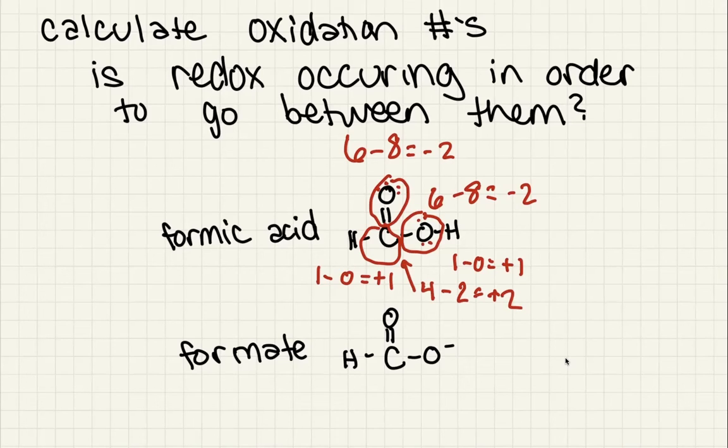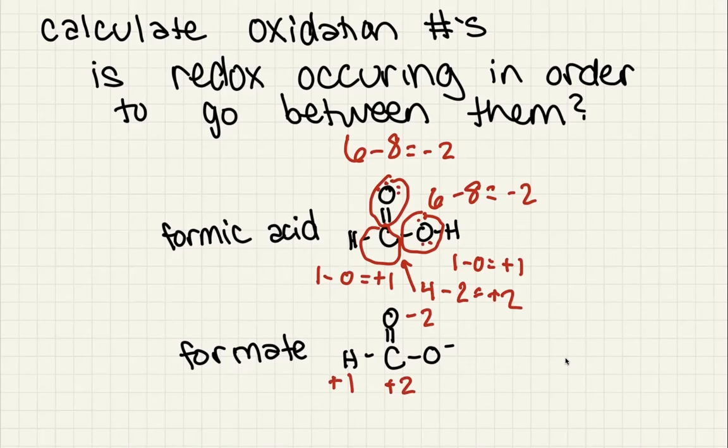Now let's think about formate. So in this case, this oxygen is in the same situation. We'd still have a -2. What about this carbon? It's in the same situation, so it's still going to have a +2. This hydrogen is in the same situation. It's going to have a +1. And the only thing that really changed is going to be this oxygen over here, which no longer has a bond to hydrogen.